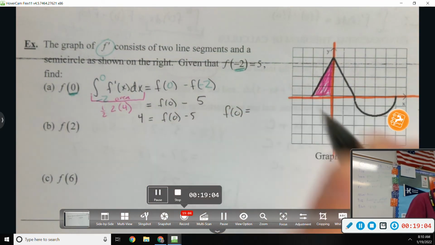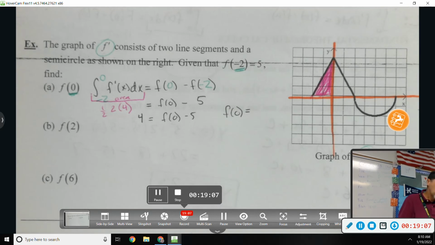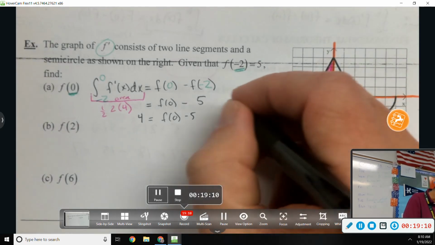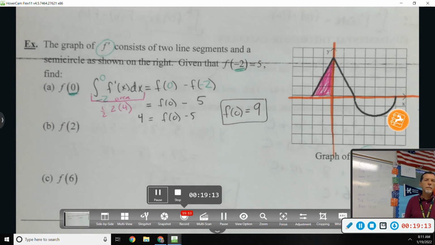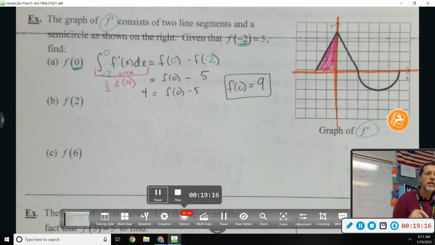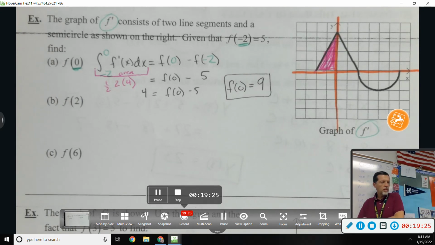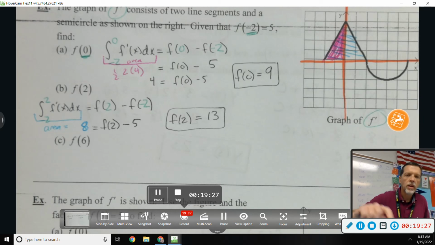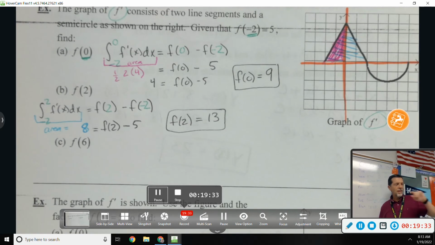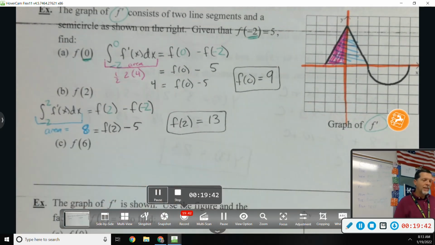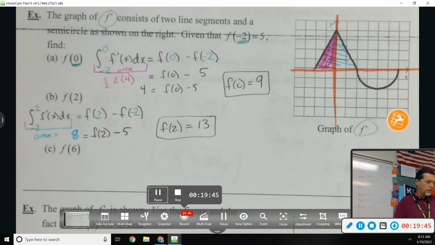So f of 0 is, if I move the 5 over, equal to 9. See if you can do part B. Equals 13. Yes. Would it be wrong if I did it from 0 to 2, because we already know? No, that's a great question. You could do from 0 to 2 because you now know f of 0. Yeah. And in these multi-part problems, you start getting lots of options for how you want to work it.